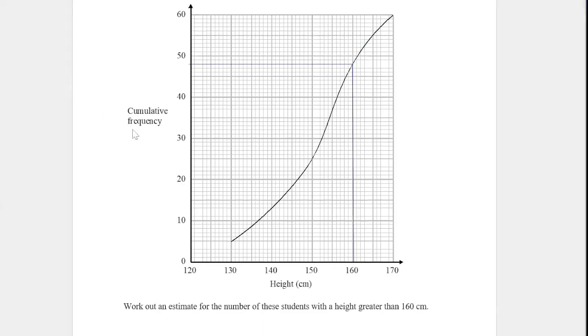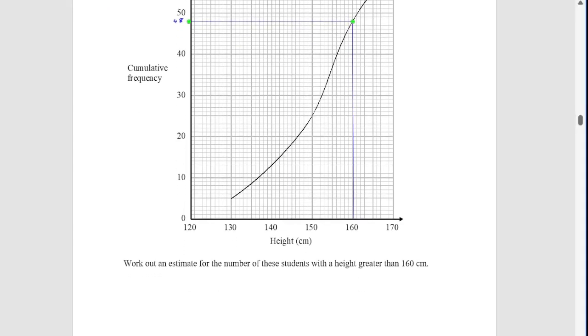Let me just change. Okay, so I've just changed the colour of them. This is going up in 1, so we've got actually 48 that are less than 160. So we would expect the estimate for the number that are greater would be 60 minus 48. So we're estimating 12.